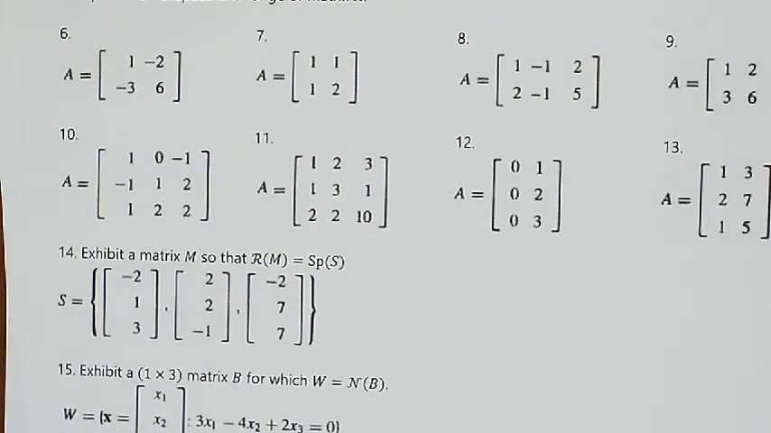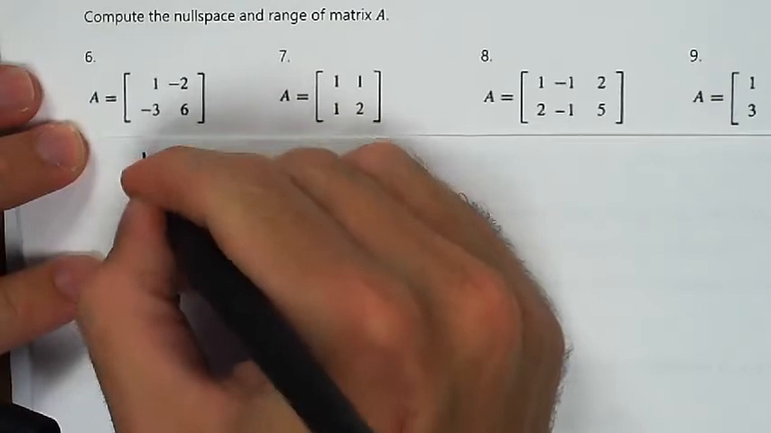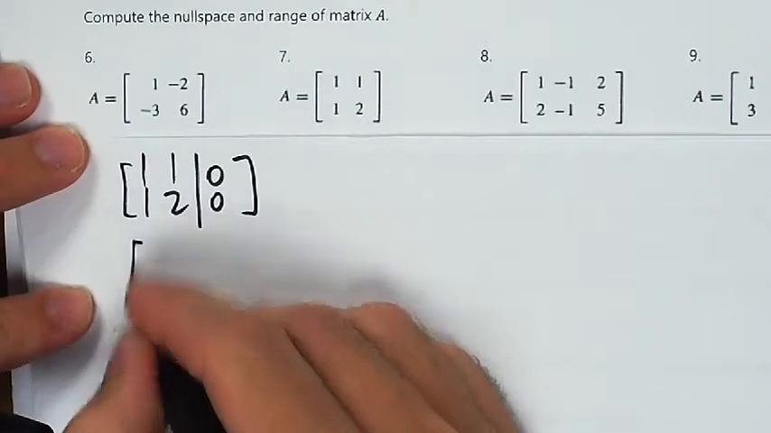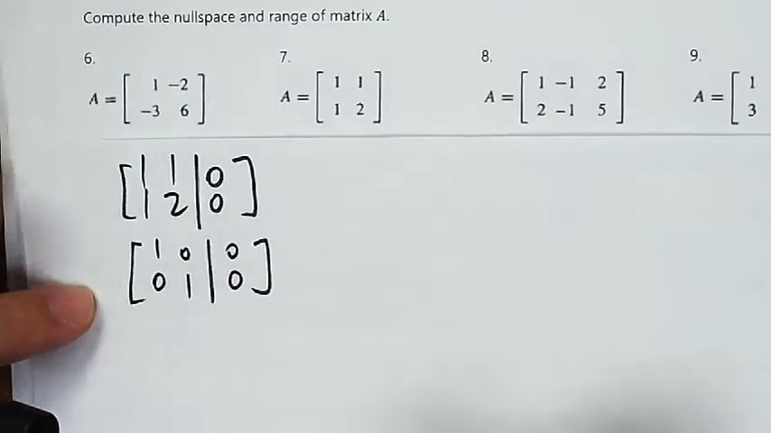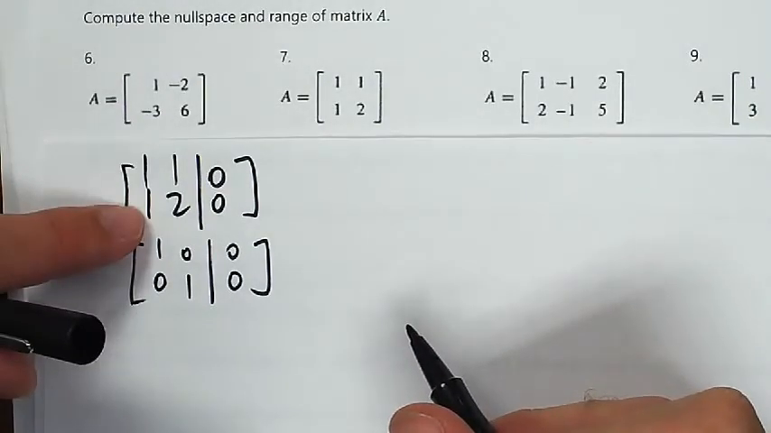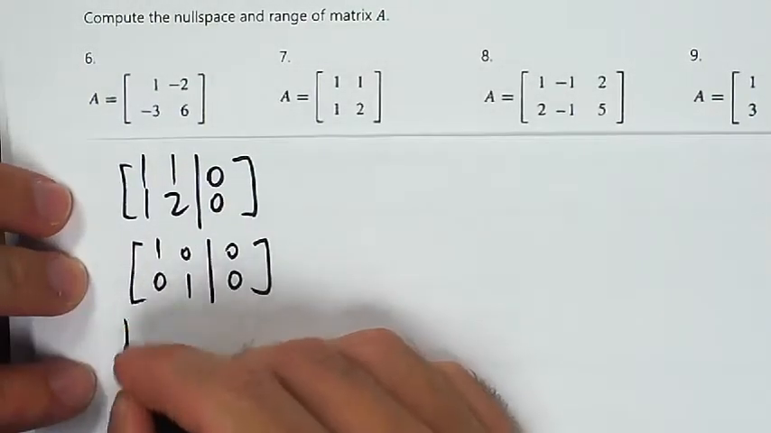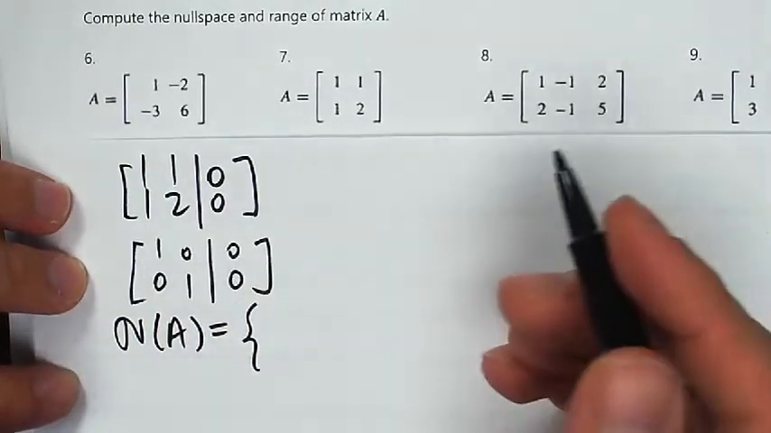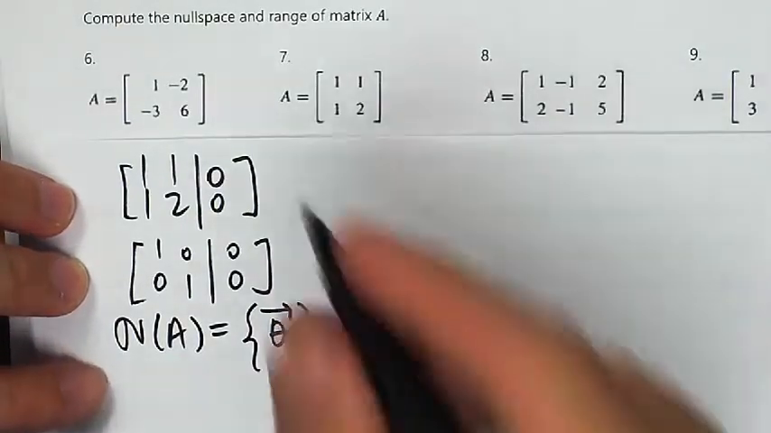Number 7. All right, for null space, I'm going to row reduce this thing. Skipped a couple steps in there, but I can see what's going to happen. I'm going to subtract, then I'm going to subtract up. So the null space of this matrix is equal to, well, x1 equals 0, x2 equals 0. That's only the 0 vector. Okay, well, that's easy enough.